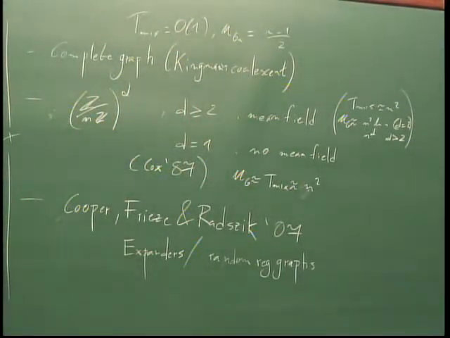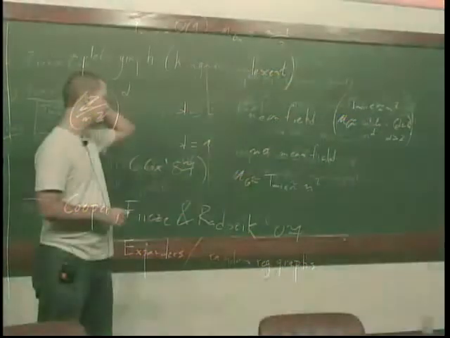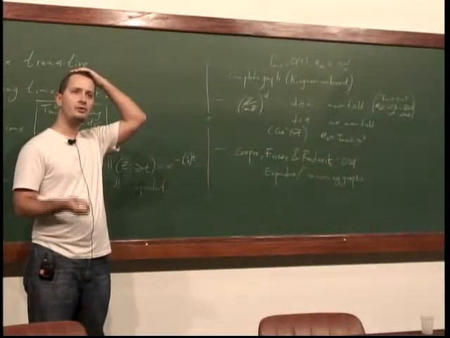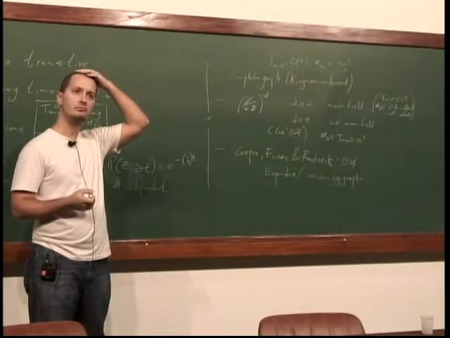Just G(n,p)? No, G(n,p), I guess... When you say random regular graph, which model do you mean? I mean the configuration model for a fixed degree, right?